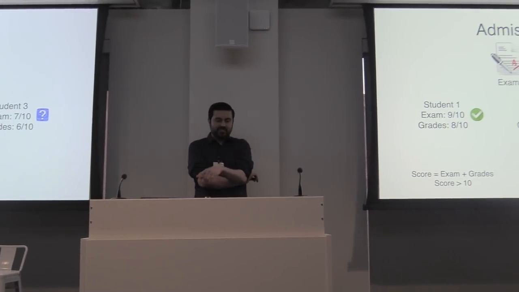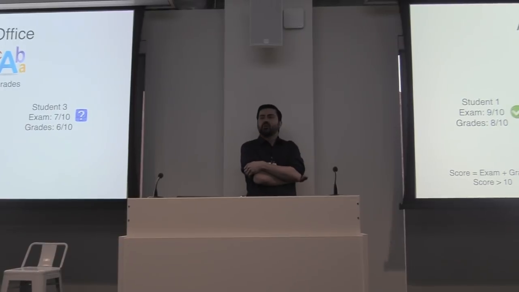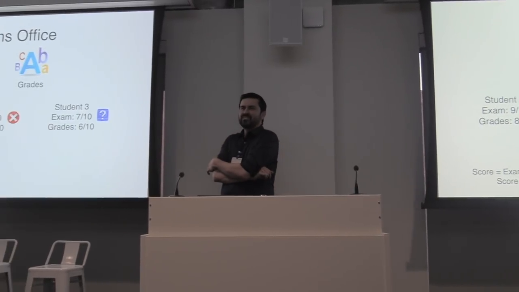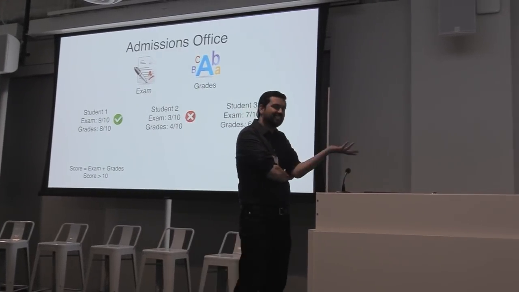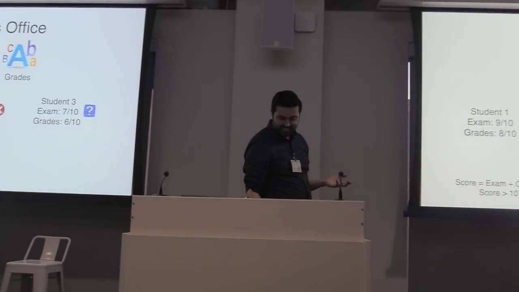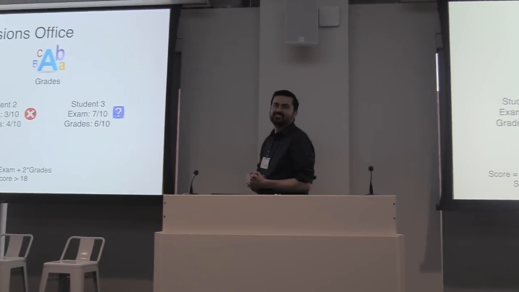Absolute minimum. Maybe minimum. That's the one after. So you get the one after. Yes. Oh, what about this? What if we say the grades matter a little more, because the exam is one time, whereas the grades are all over your life? So maybe weight the grades a little more. Let's do exam plus 2 times grades, and if we got more than 18, they pass, and if not, they don't.